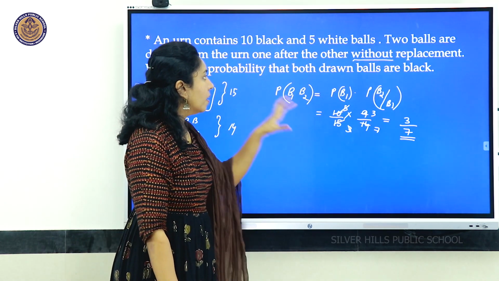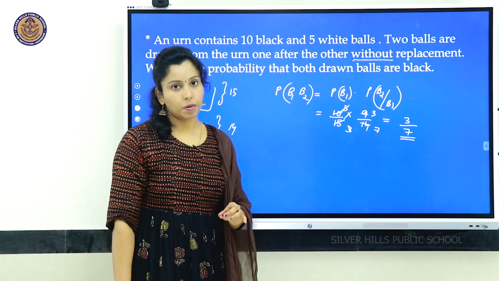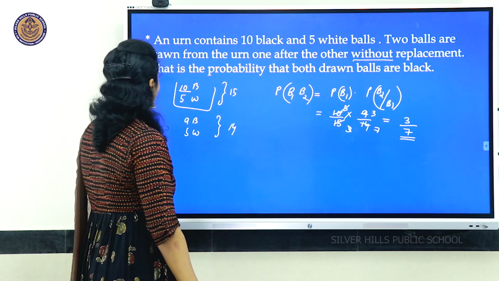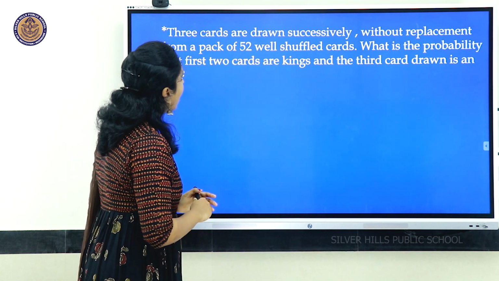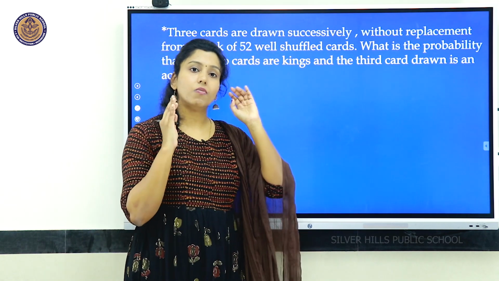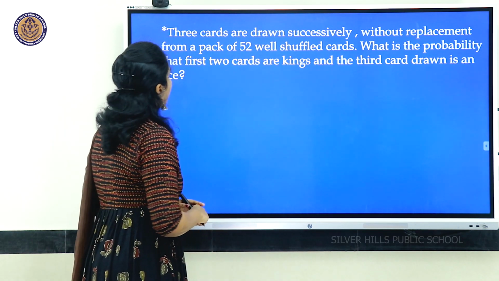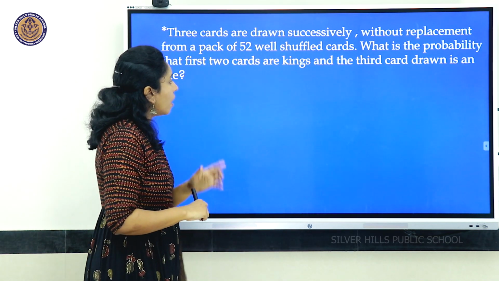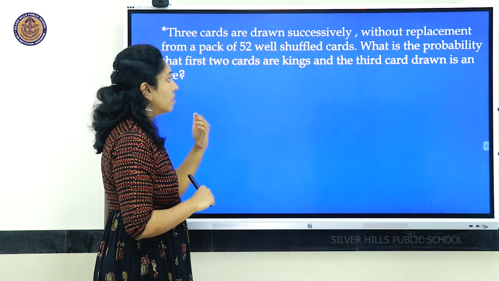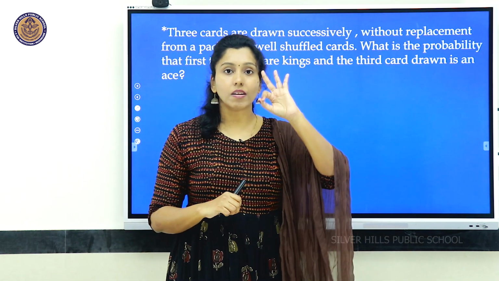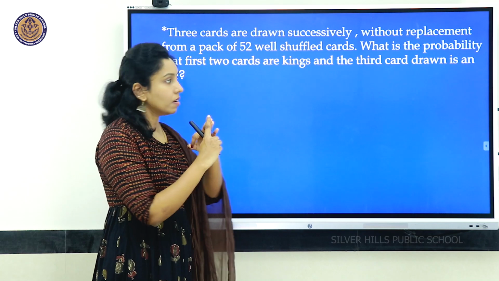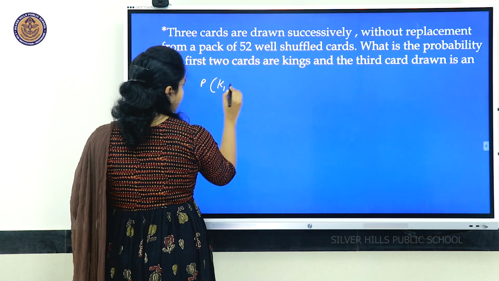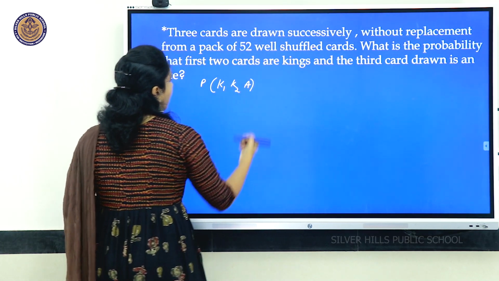This is how we apply the multiplication theorem on probability. So it is without replacement, so there is a change in the probability. Now let's see one more question. 3 cards are drawn successively without, here also without replacement, you are not keeping it back, from a pack of 52 well shuffled cards. What is the probability that the first 2 cards are kings and the third card drawn is an ace? So total 3 cards you are going to take. First 2 are kings and the third one is an ace. So you are going to find the probability of king first, king second and the third one an ace.